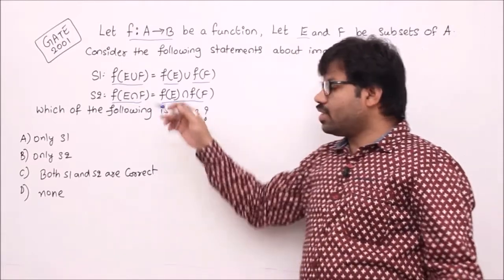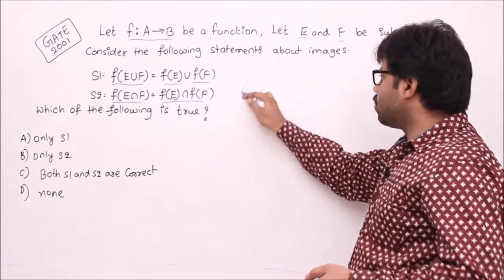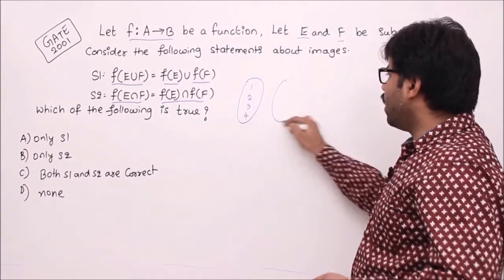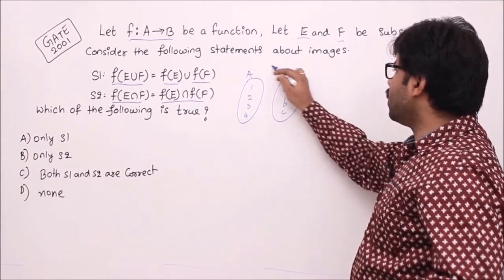Okay, we'll try to understand what is f of a set. I'll explain with a picture. Example, if you have 1, 2, 3, 4 here and A, B, C here. Let's say this is A, this is B, this is function f.